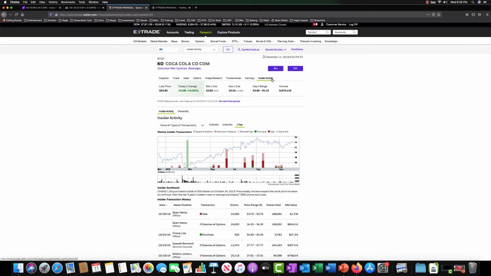Pretty much any tool you use is going to give this information. It's just a matter of finding where it is. E-Trade makes it simple. That's why I like them. So that is our demo of that.